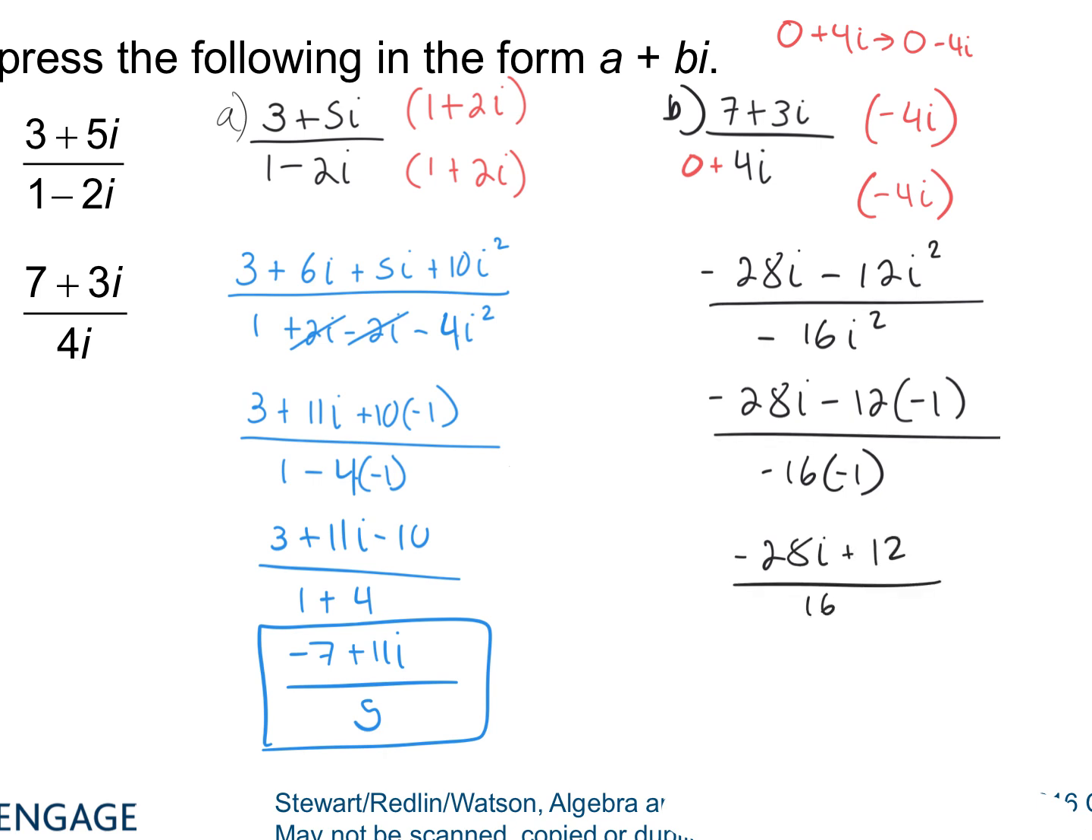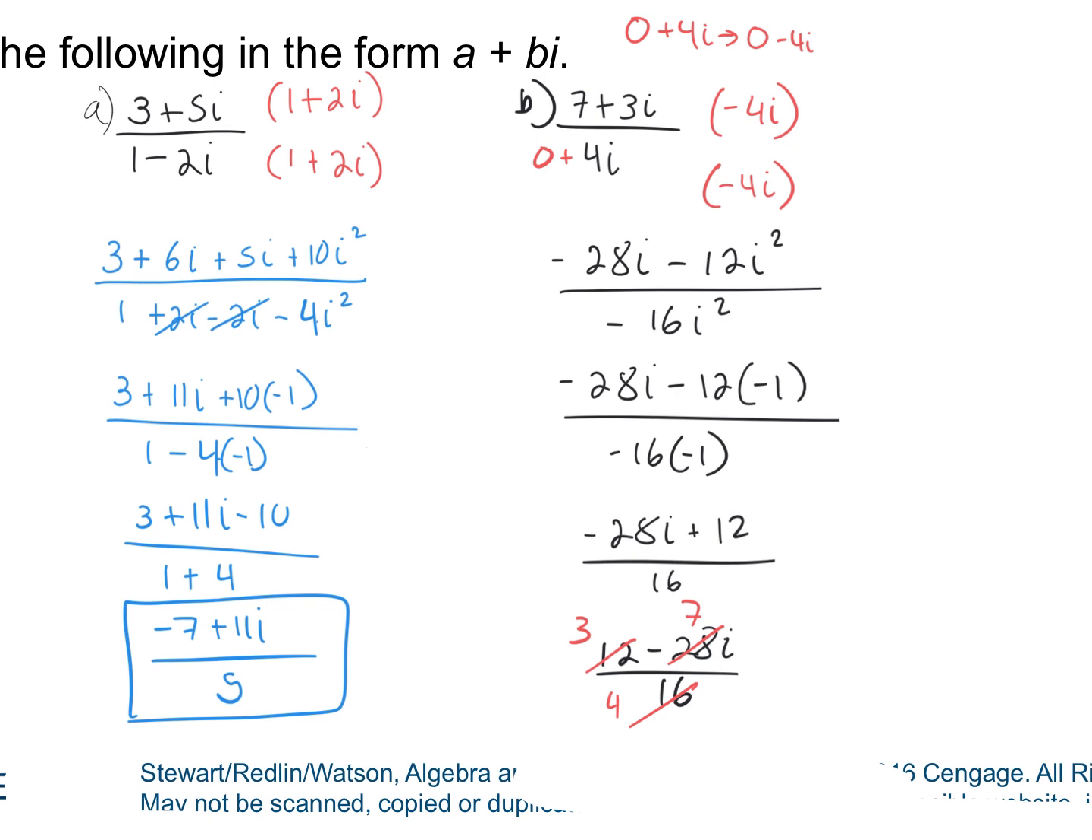And again, they're asking to express it in the form a + bi, so I would rearrange it to 12 - 28i over 16. You can actually simplify this by 4. All of these numbers are divisible by 4. So this will become 3, this will become 7, and this will become 4. So your true final answer after simplifying is going to be 3 - 7i over 4.